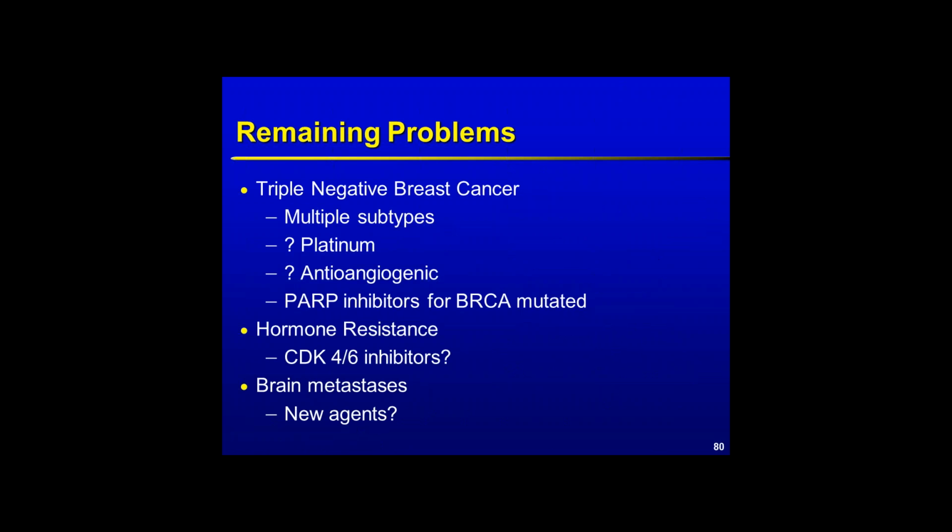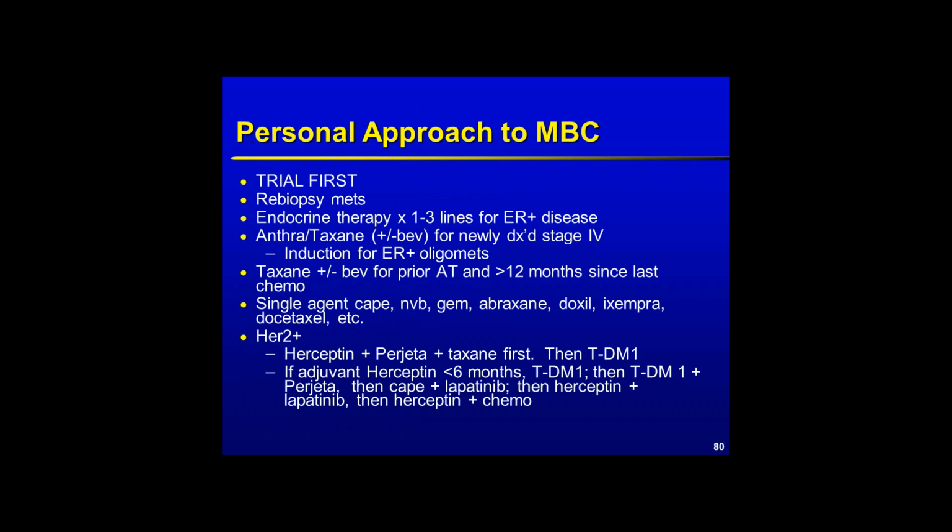So what are our remaining problems? Well, as I mentioned, triple-negative breast cancer is a problem. We have multiple subtypes, however, of triple-negative breast cancer, and we'll understand this disease much better in the next few years, I believe. Platinum agents probably do play a role in some sets of triple-negative breast cancer, and PARP inhibitors for BRCA-mutated breast cancer may become useful. CDK4/6 inhibitors are now approved. Brain metastases remain a big problem, but there are some new agents being tested.